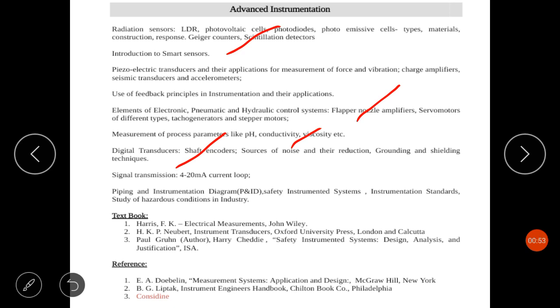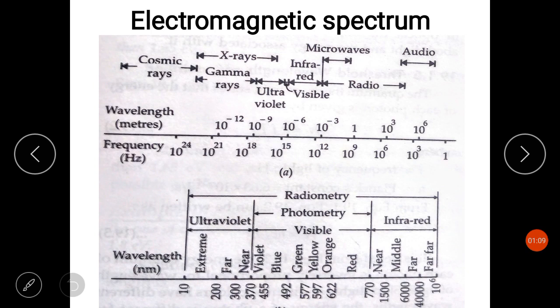So we'll start with the radiation sensors, and for actually going deep into this topic, you need to know some basic terms, or you can say the prerequisites, for a better understanding of this topic. So let me discuss what the electromagnetic spectrum is. Basically, as you can see, this is the electromagnetic spectrum.